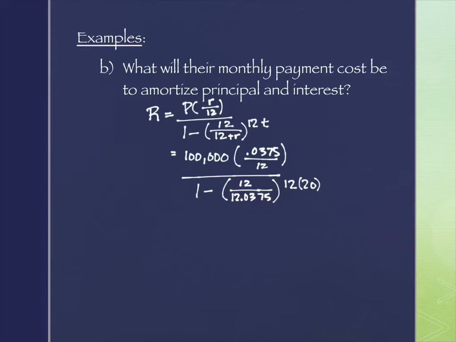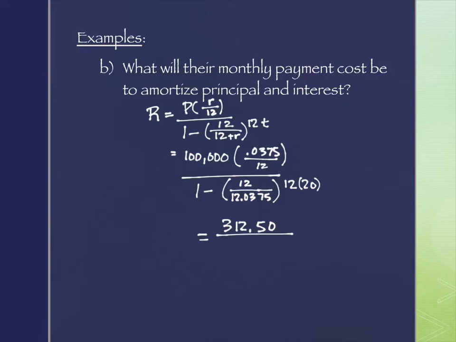Like an entire numerator, we can do the entire numerator really well. 100,000 times 0.0375 divided by 12, your calculator will be able to handle. I'll write that down. It's actually 312.50 or 0.5. The denominator is a little messier if you're working with your calculator.